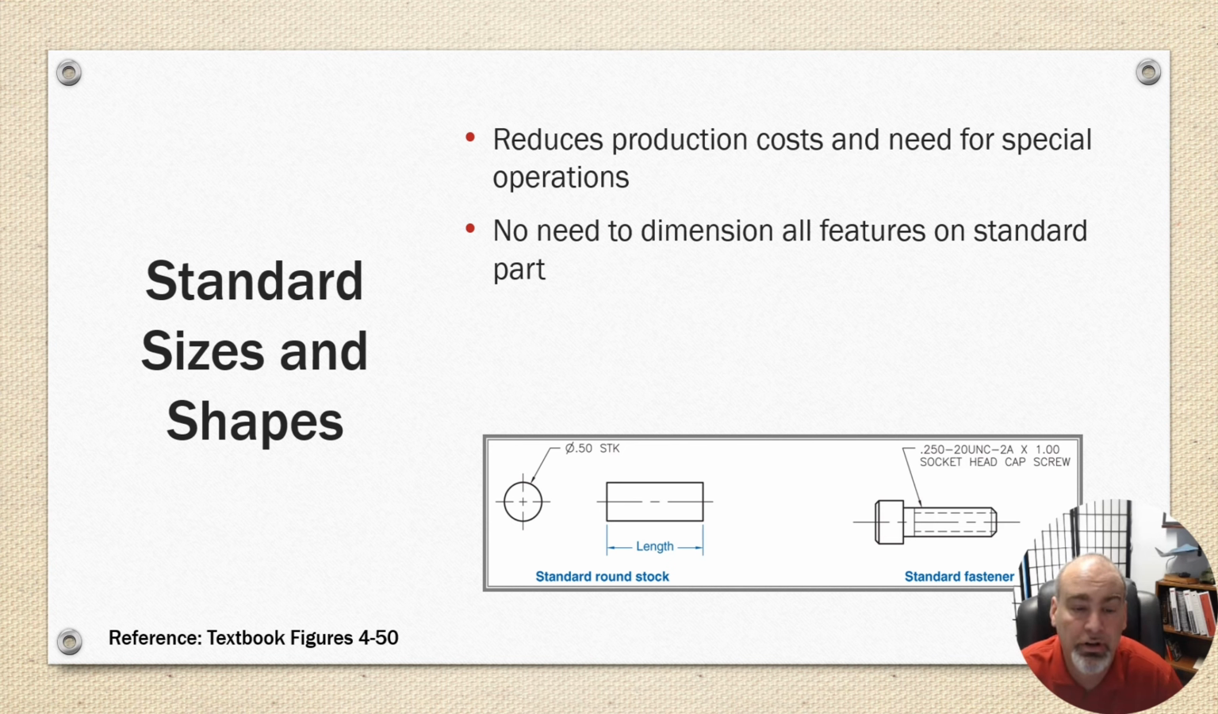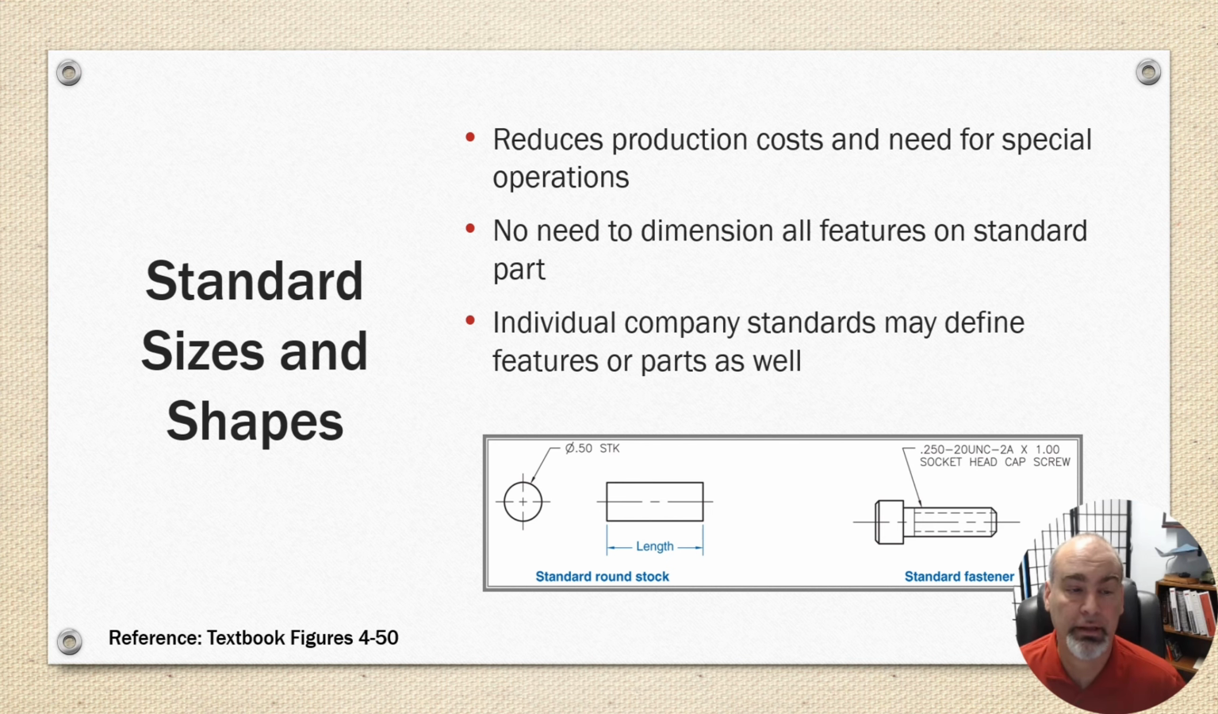So for example, below we've got a standard piece of stock. It's a standard diameter. The abbreviation STK follows after it, denoting you don't have to process that surface. And then you've got a length that it's going to be cut to. On the right, we have a 1/4-20 UNC-2A screw, and it's an inch long below the head, and it's a socket head cap screw. So there's a standard for that. And individual company standards may define features or parts as well.